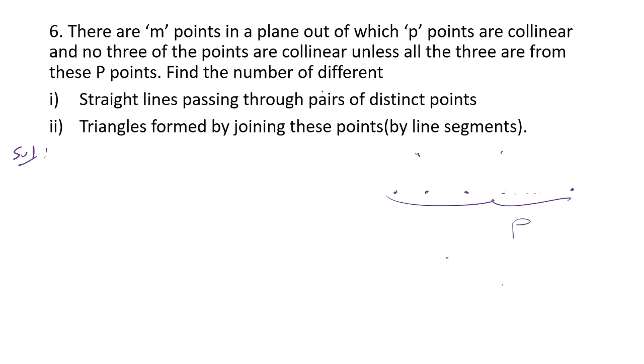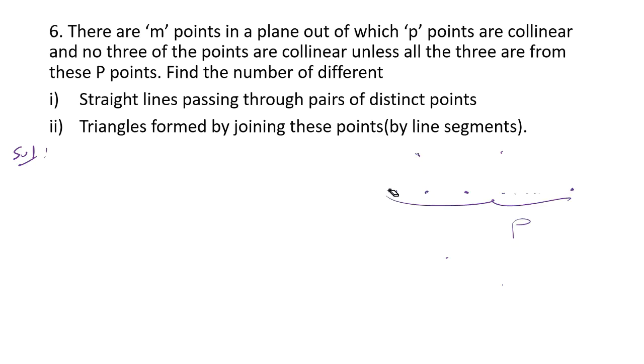And the other information that they have given is no three of these points are collinear. So if I join two points, then I will get a line segment which passes through those 2 points, and it will not touch any other point. If I join these 2 points, then I will get a straight line which passes through these 2 points only. It will not pass through any other point unless those 3 points are from these p points.